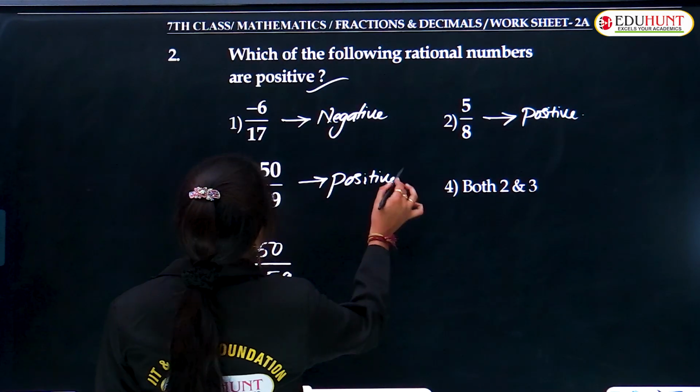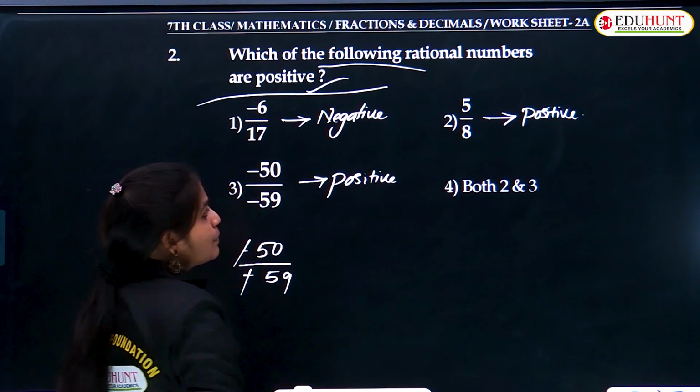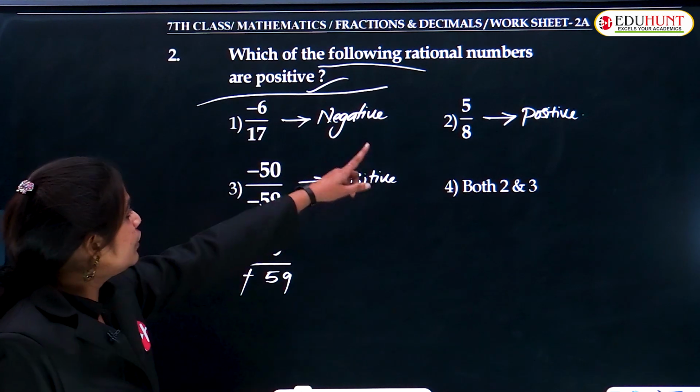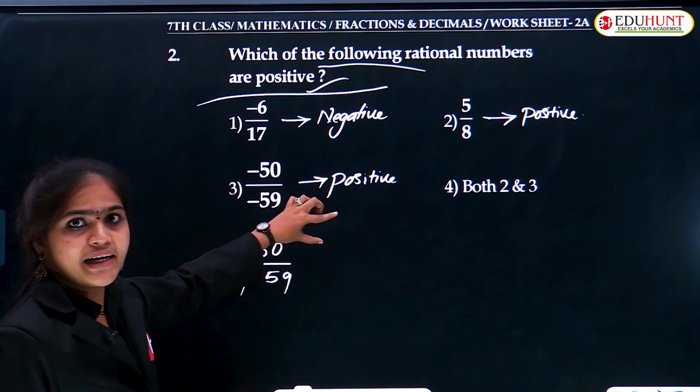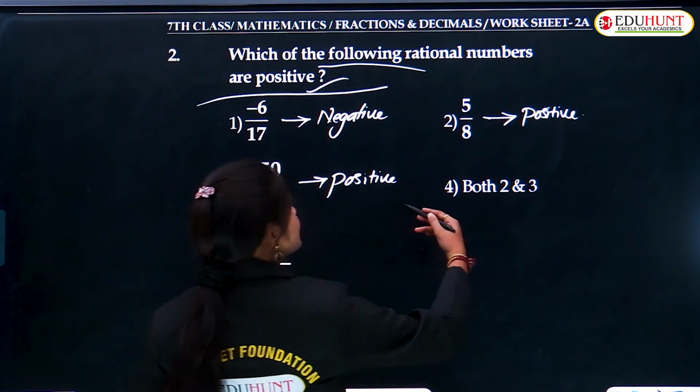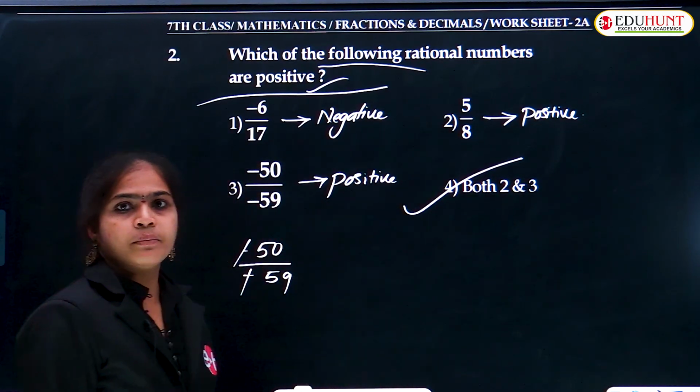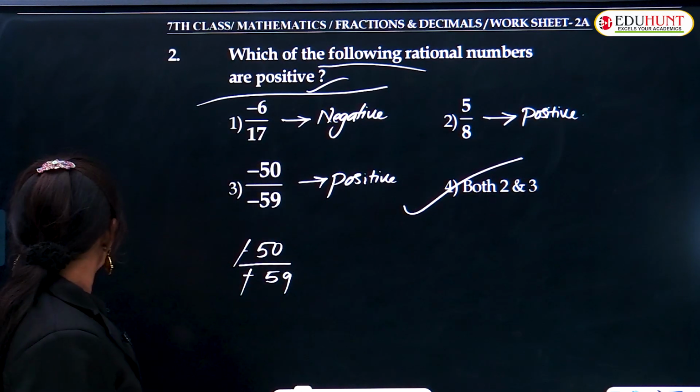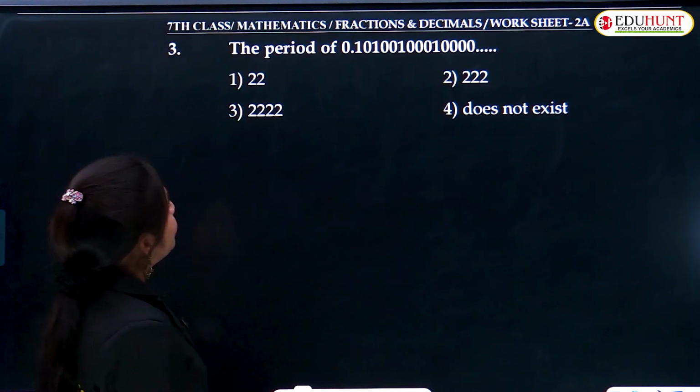Now what they are asking here: which of the following rational numbers are positive? 5 by 8 and minus 50 by minus 59. That's why the answer is both 2 and 3.